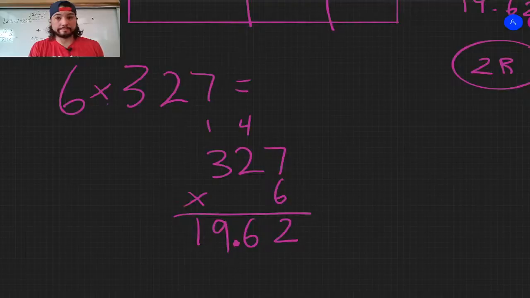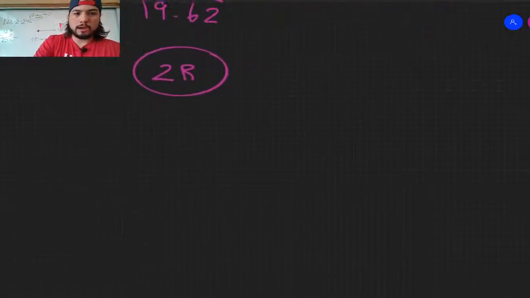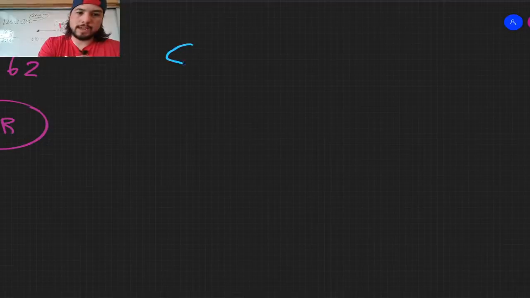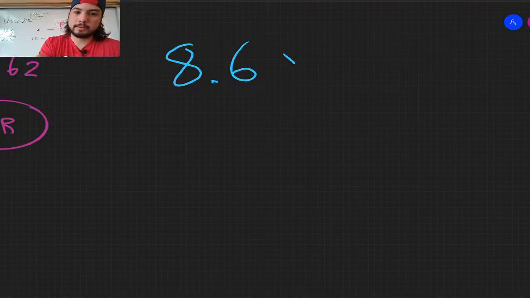Same deal there. Fascinating. Let's try one on our own. And I'm actually going to step back on this one. We're going to go back to just tenths on this one because I want us to practice both ways. So let's go with 8 and 6 tenths times 4.